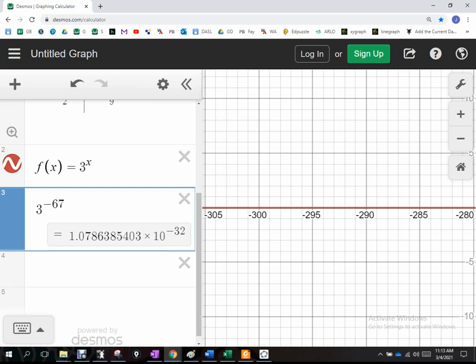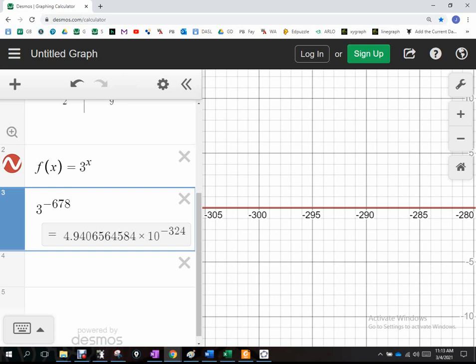Okay, so 678. So basically what we're saying here is that as we get to an x value of negative 678, we kind of exceed what Desmos is capable of doing. Does that make sense? Okay.